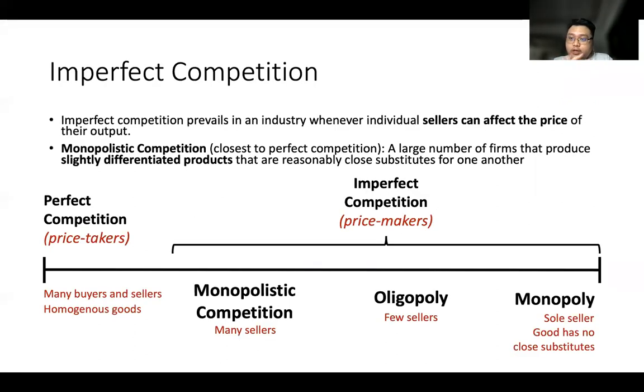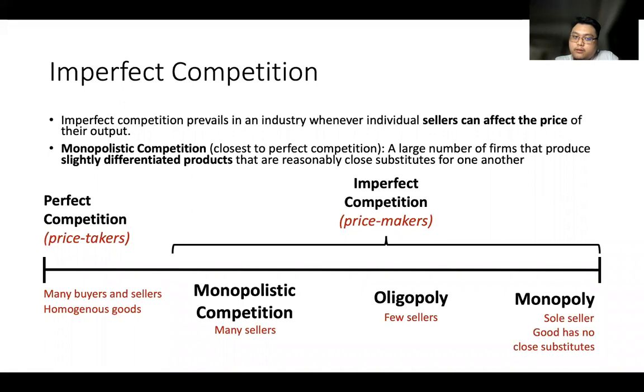So imperfect competition prevails in an industry whenever individual sellers can affect the price of their output, right? Recall that in perfect competition, firms are price takers, meaning they don't have any influence at all on the price. They just take as given what the market price is, right? But here, we know that if there's imperfect competition, certain sellers can affect the price.